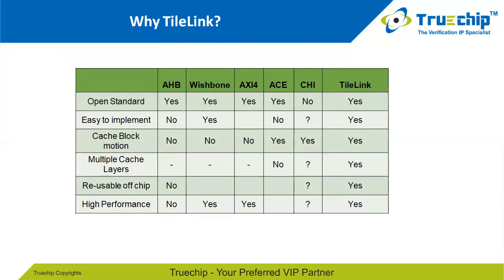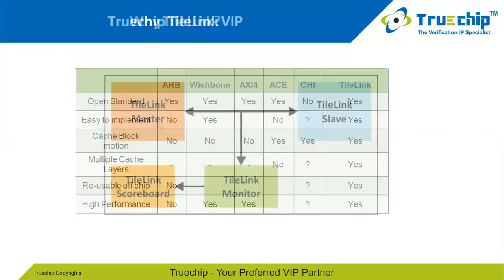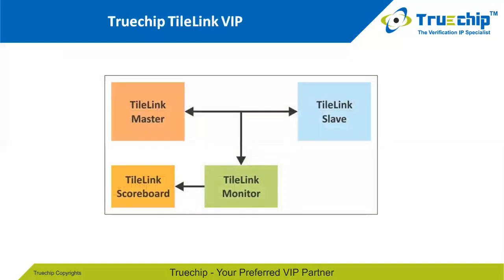Now talking about the TrueChip TileLink VIP, we can configure the VIP in two modes. One, a single master and a single slave. The other is multi-master and multiple slaves using a crossbar. In this mode, there is a single master and single slave connected with a TileLink interface, on which a TileLink monitor and a TileLink scoreboard are mounted, performing the protocol and the data integrity check.